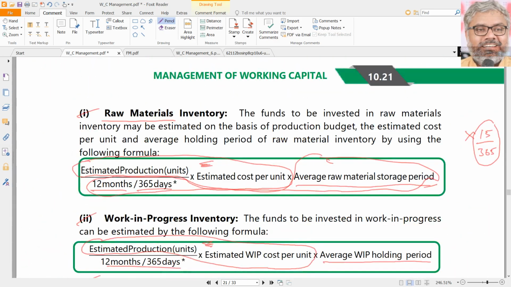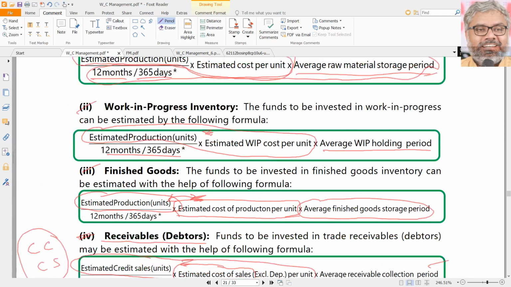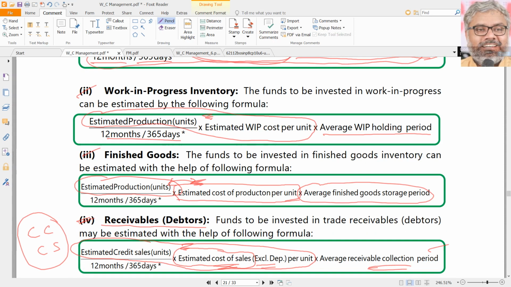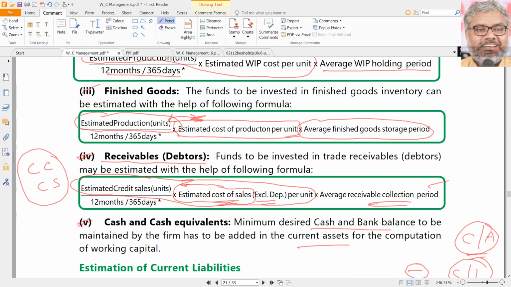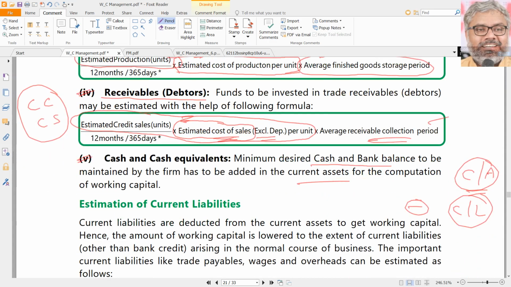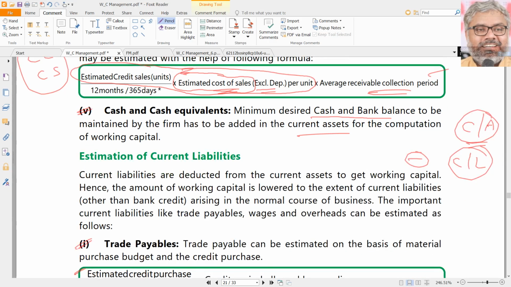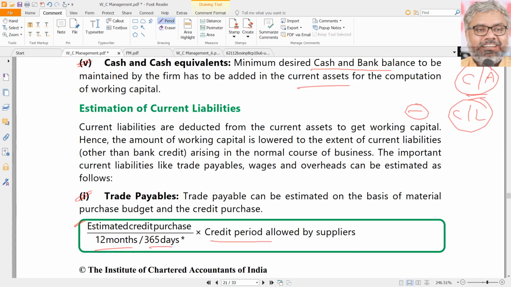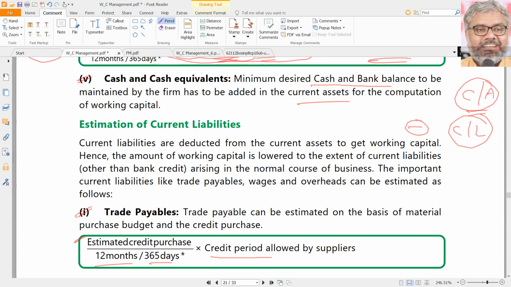Once again, I'm repeating. Cost of raw materials consumed is the core item for the first thing. Cost of the work in progress is the second thing. Cost of production is the third thing annually, naturally. And cash cost of sales, that is cash cost of credit sales, is the fourth item, the core thing. Multiply with the number of days of holding or storage, divided by 365 or 360, whatever the case may be. That's it.